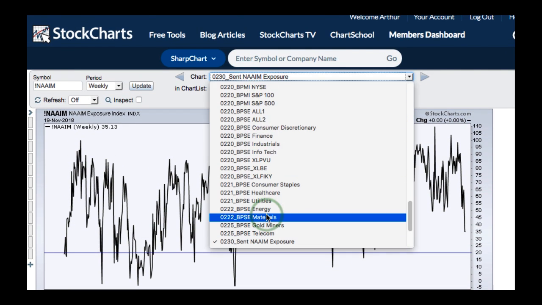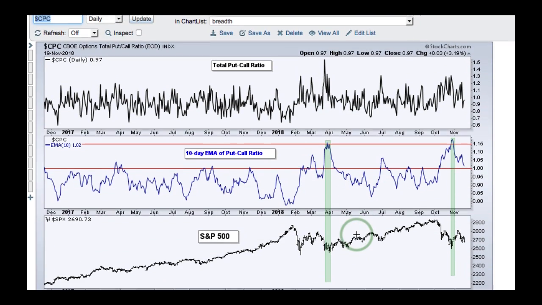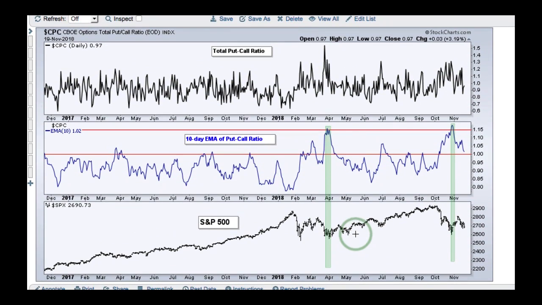Next up, we have the put-call ratio. This can move to an extreme, but the extremes can shift. You can see here in March, we had a lot of put buying, and that gave us a bottom. And we had a lot of put buying at the end of October, and that gave us a bottom. So this one worked so far. We'll see if this bottom holds because we've already turned down.